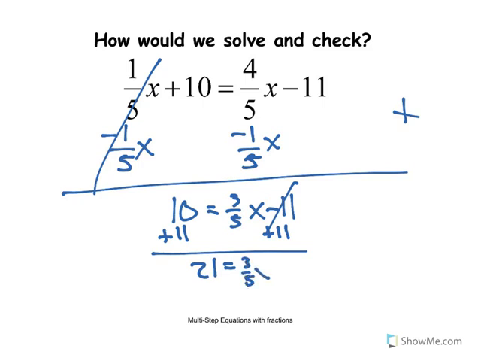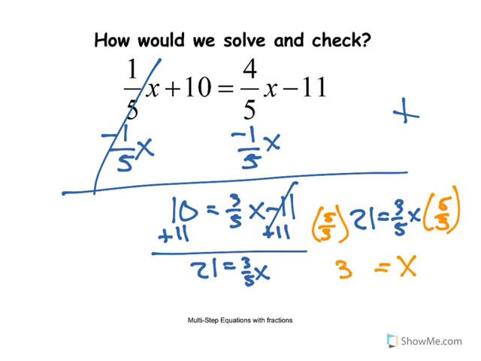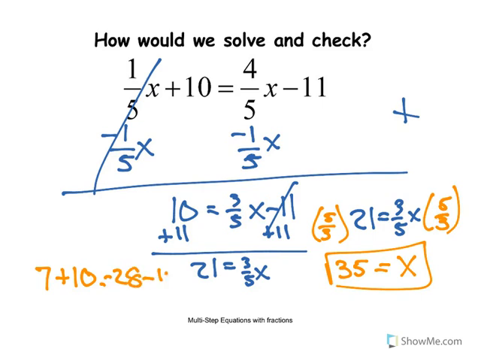I'll bring it up where I've got some more space over here. We know if we have this one-step equation with a fractional coefficient, we'll multiply both sides by the reciprocal. And that's going to give me x is equal to 35. And if I check it, 1/5 of 35 is going to be 7 plus 10. 4/5 of 35 is 28 minus 11.